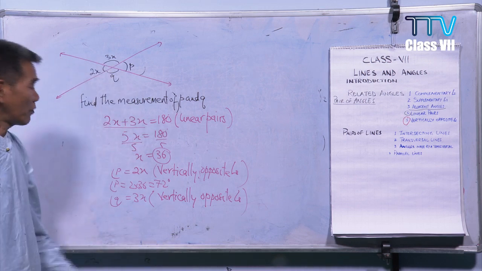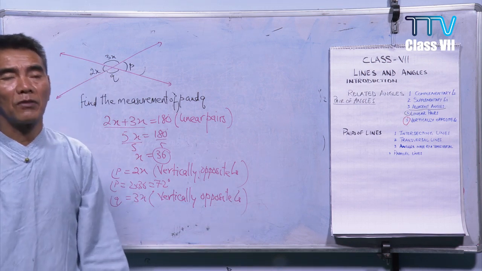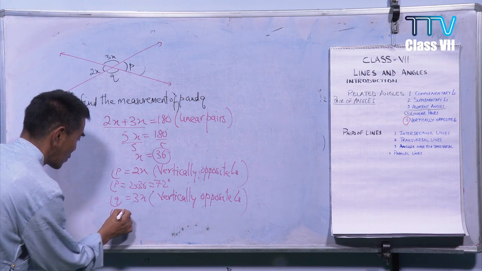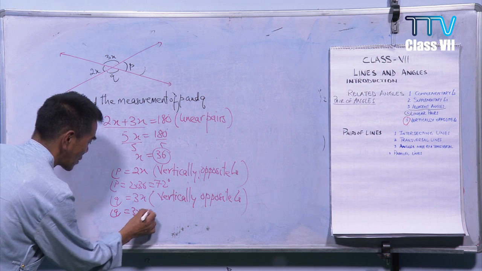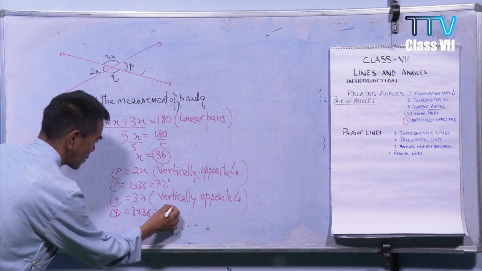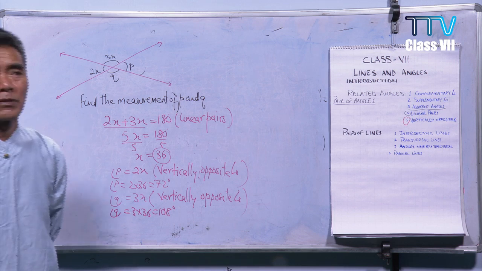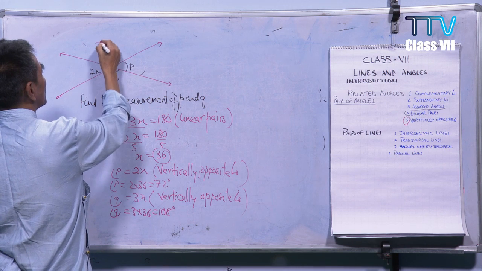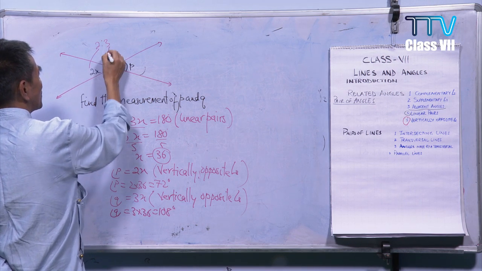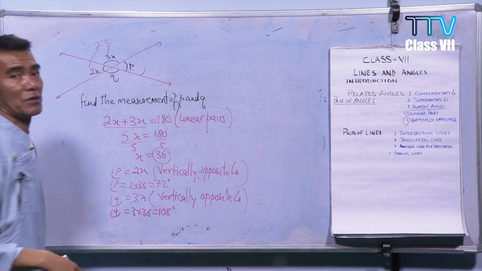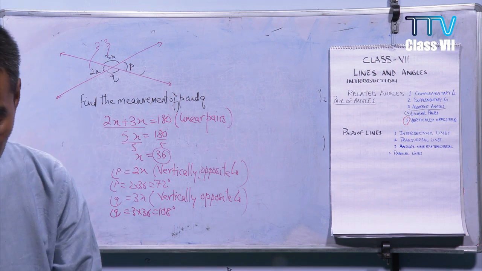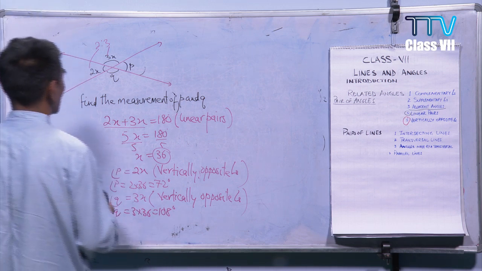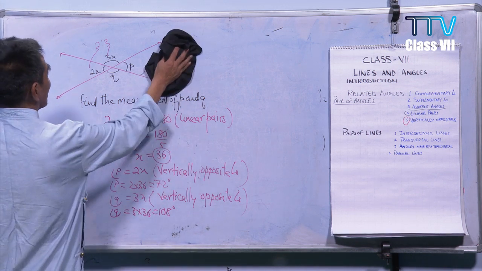Vertical opposite. Angle Q is equal to 3 multiplied by 36, which is 108 degrees. Check with the measurement. The angles are in the ratio of 2 is to 3. The common factor is x, so the ratio is taken here.